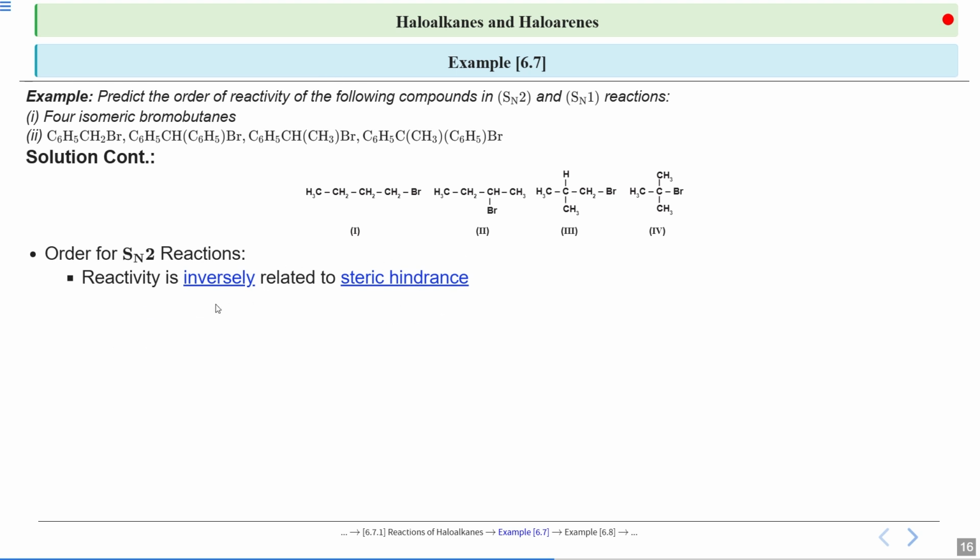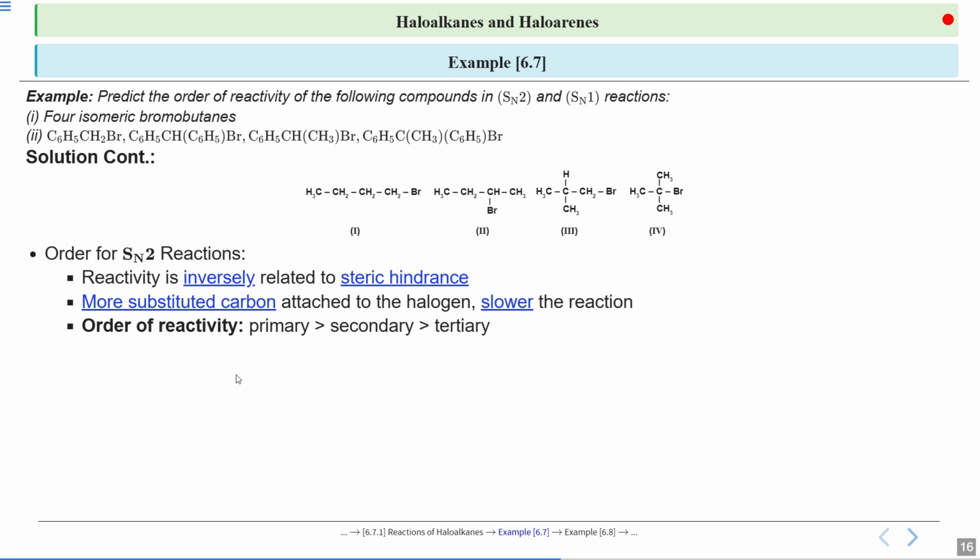If there is steric hindrance, the reactivity will be lower. If there is no steric hindrance for the incoming nucleophile, then the reactivity will be more. So the more substituted the carbon atom attached to the halogen, the slower the reaction. If the carbon attached to the halogen is a more substituted carbon, then the reaction rate will be slower due to the steric hindrance faced by the incoming nucleophile towards the carbon.